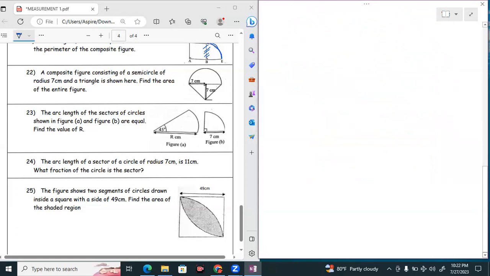Okay. The arc length of a sector of a circle of radius 7 centimeters is 11 centimeters. The fraction is 1/4. The figure shows two segments of circles drawn inside a square with a side of 49 centimeters. Find the area of the shaded region.